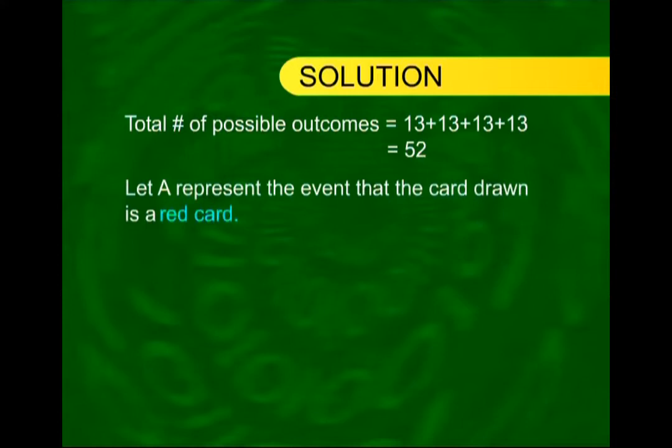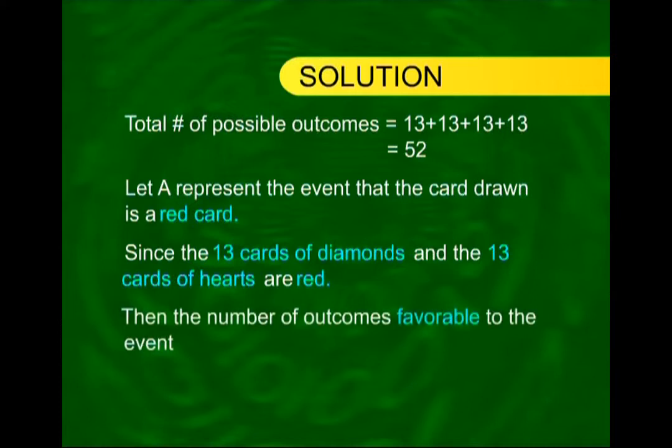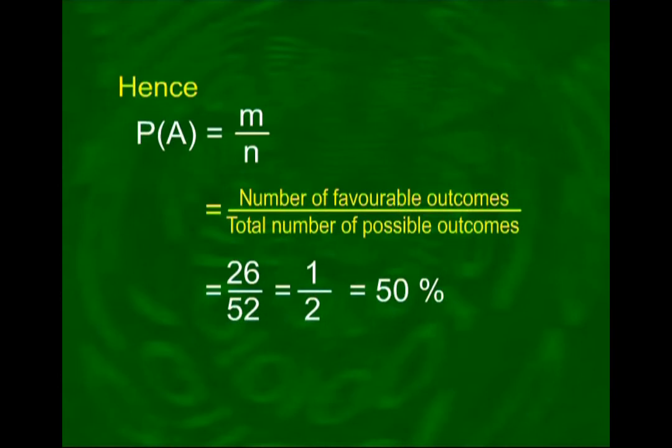Also, because we are interested in a red card and because of the fact that we already know that the cards of diamonds and hearts are red in color and there are 13 of each of them, therefore the total number of outcomes favorable to what I want is 13 plus 13 and that is 26. Now that it is clear that m is 26 and n is 52, the probability that our card will be red is equal to 26 over 52, and that is half, or in other words 50%.